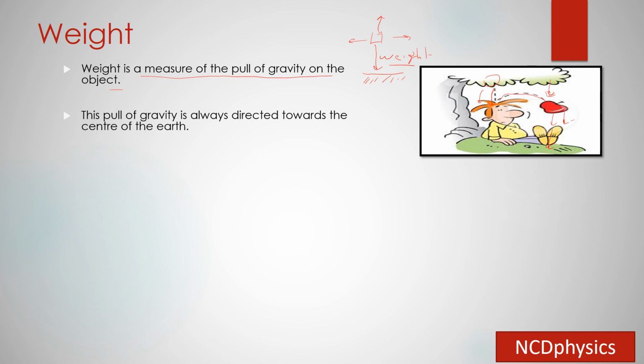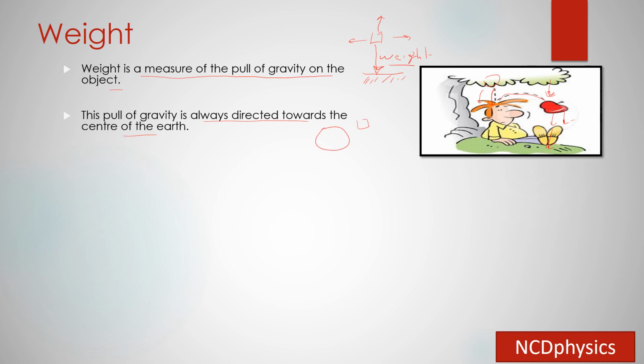So because of this weight, we are on the surface of the earth. Objects are on the surface. If there is no weight, all the objects will just fly in any direction. So this is the advantage of this force which we are facing. It is attracting all the objects towards the center of earth. So the pull of gravity is always directed towards the center of the earth.